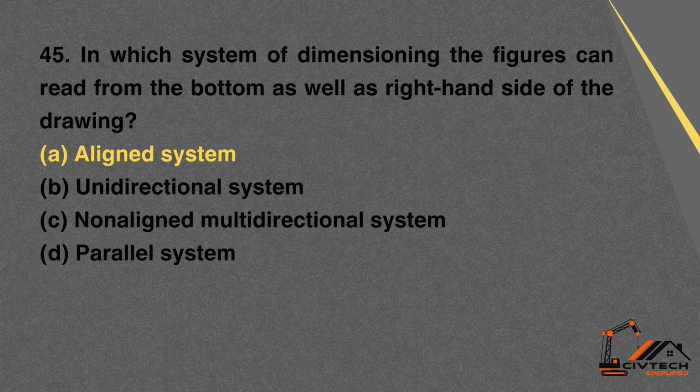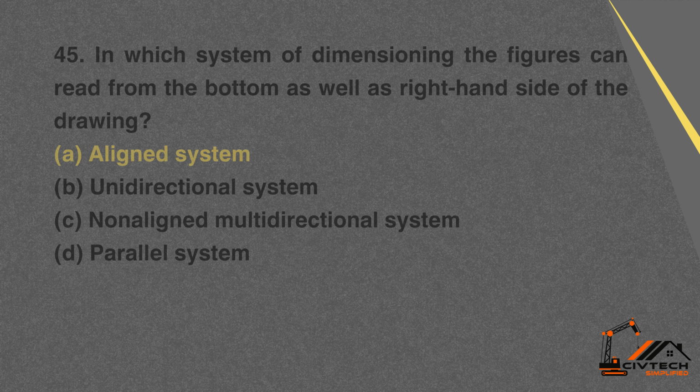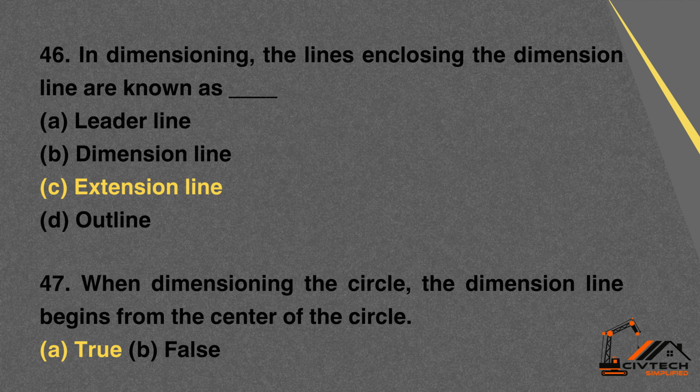45. In which system of dimensioning can the figures be read from the bottom as well as right-hand side of the drawing? A. Aligned system. B. Unidirectional system. C. Non-aligned multidirectional system. D. Parallel system. Correct option, A. Aligned system.